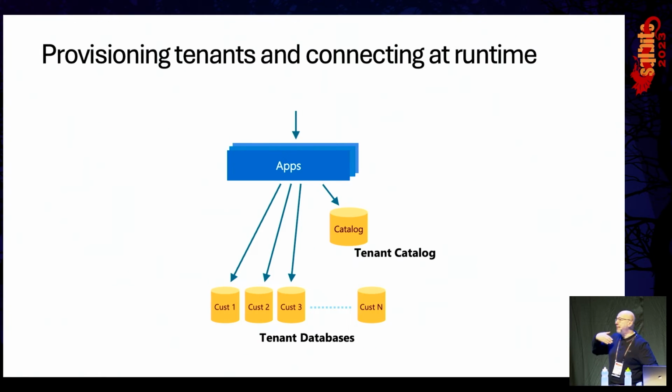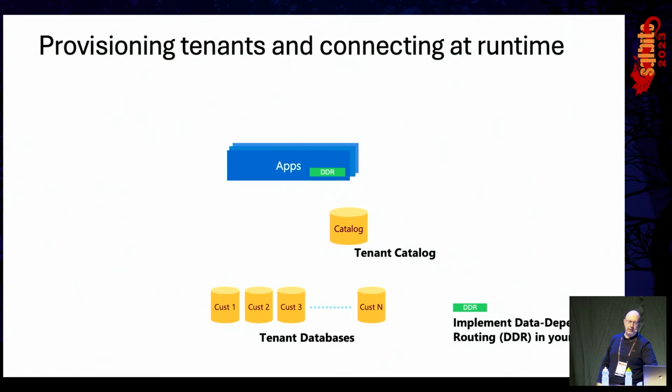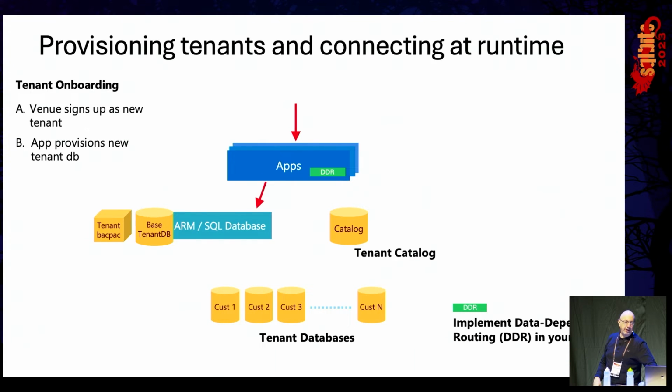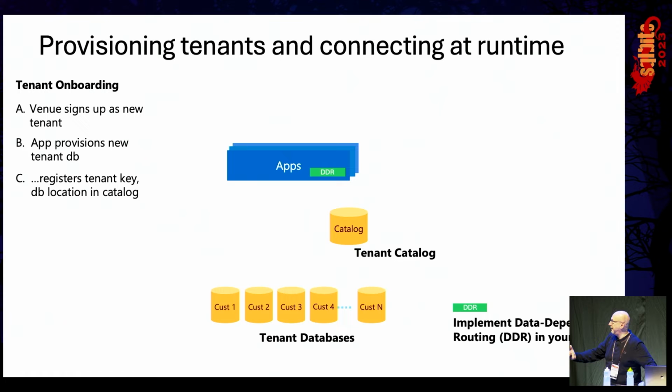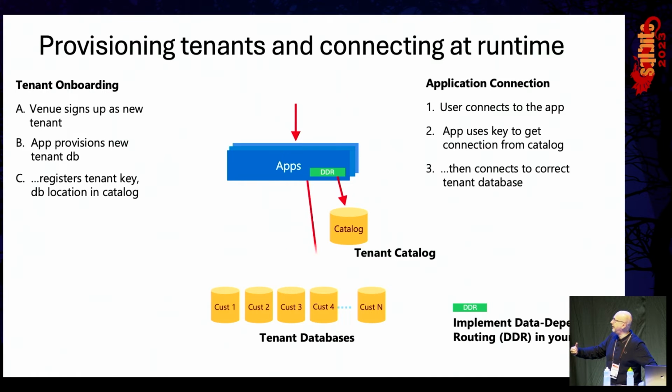So from an application development perspective, what this automation layer needs to do is effectively to deal with the provisioning of databases in those pools and implement what we call data-dependent routing logic in the application. So reading in the tenant catalog which database belongs to my tenant, and once that is onboarded, it's just reading from the catalog where the database is, and then the application from there can just connect to its own database.